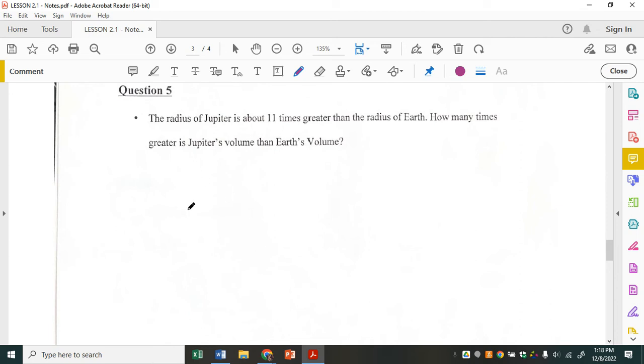On question 5, it says the radius of Jupiter is about 11 times greater than the radius of Earth. How many times greater is Jupiter's volume than Earth's volume? So first off, I need to know the volume of a sphere. I need that formula. That formula is the volume is equal to 4/3 pi r to the third. This is how you find the volume of a sphere, like a planet, Jupiter and Earth. We learned this last year, probably.